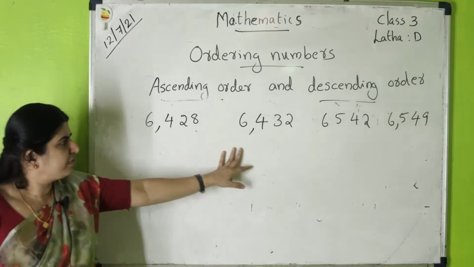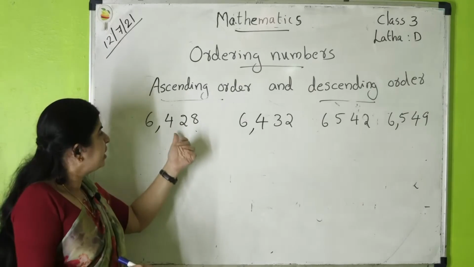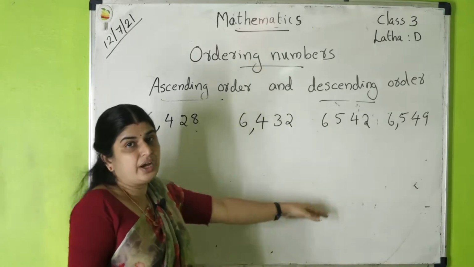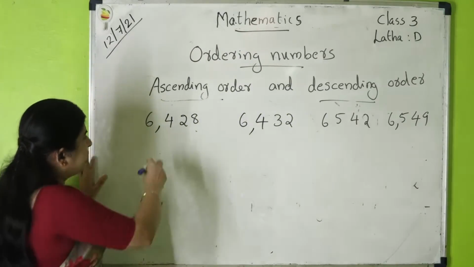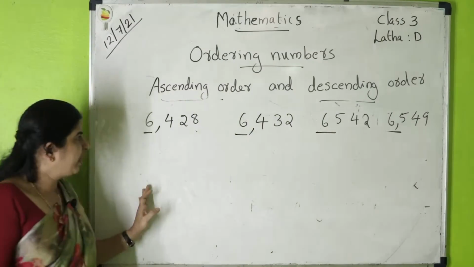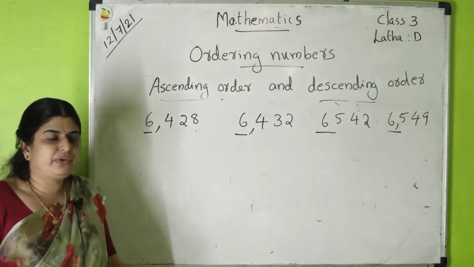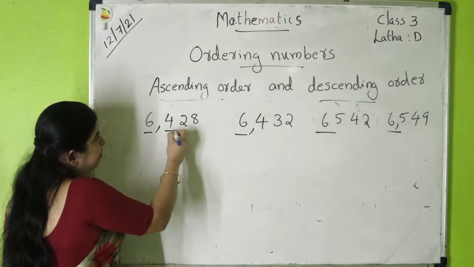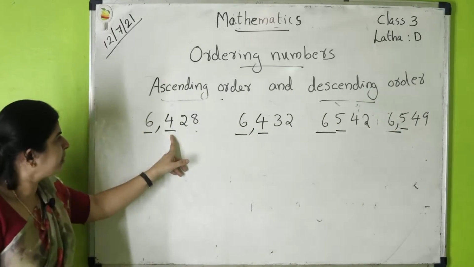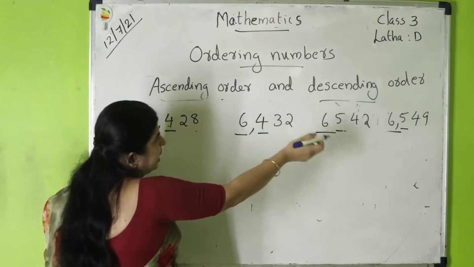Look here, we have 4 numbers, and first we count the digits of these numbers. Here 4 digits, and all these numbers have 4 digits. Therefore we compare the leftmost digit. Here 6, 6, 6, and 6. Then these leftmost digits are the same. Therefore we move to the next digit. Here 4, 4, 5, 5. Which is the smaller number? 4 is smaller than 5.